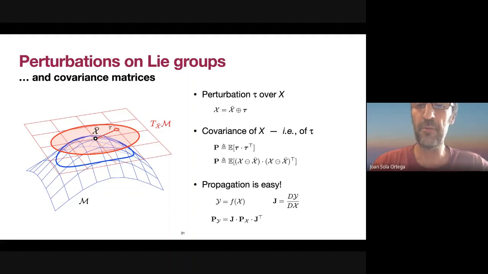And if you want to propagate this covariance through a nonlinear function f of x, you have the Jacobian that we presented on the previous slides, and you just propagate it exactly as you do in linear spaces. You multiply left and right by the Jacobian, the right one being the transpose, and you get the propagation of this covariance through the nonlinear function f of x to obtain a covariance on the point y. That's very, very useful.